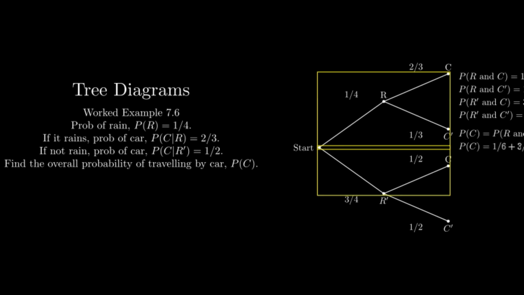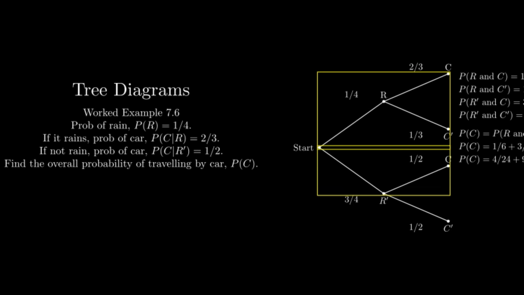So we add the probability of the first case, 1/6, to the probability of the second case, 3/8. To add these fractions, we find a common denominator, which is 24. 1/6 becomes 4/24, and 3/8 becomes 9/24. Adding them together, we get 13/24. So the overall probability of Anya traveling by car is 13/24.